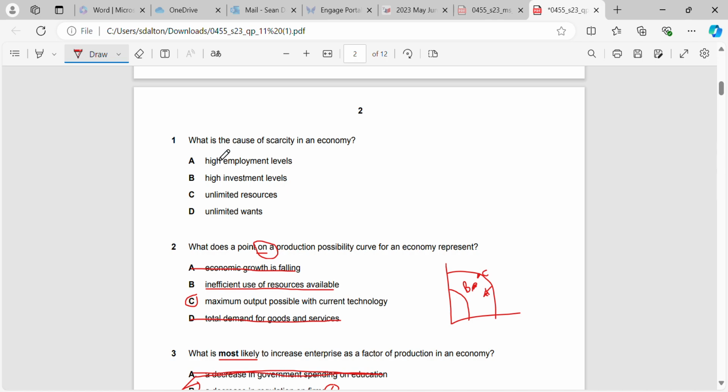And finally, what is the cause of scarcity in the economy? It's unlimited wants, because that is the basic economic problem. Resources are not unlimited, they're limited. And the other two don't apply. Look over your basic economic problem again. So, limited resources and unlimited wants equals choice, opportunity cost, scarcity. Okay?